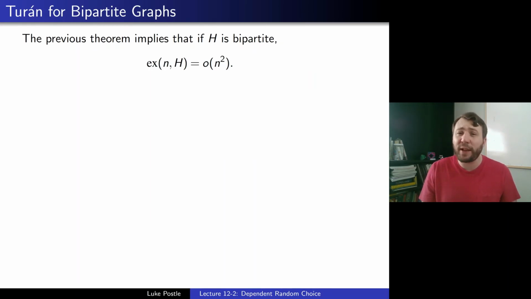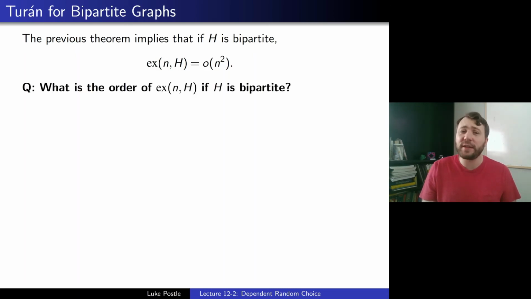So the previous theorem implies that if H is bipartite, that front constant just goes away, and so the Turán number of H is o(n squared). So it's subquadratic. Unfortunately, that doesn't tell us what the Turán number of H is. For all other graphs, we have a very good idea: it's quadratic with some constant. For the bipartite graphs, we just know they're subquadratic. And so a big question is, what is the order of these Turán numbers when H is bipartite? That's still open for lots of graphs, and we don't have a good handle on what they could be, but we have some results.